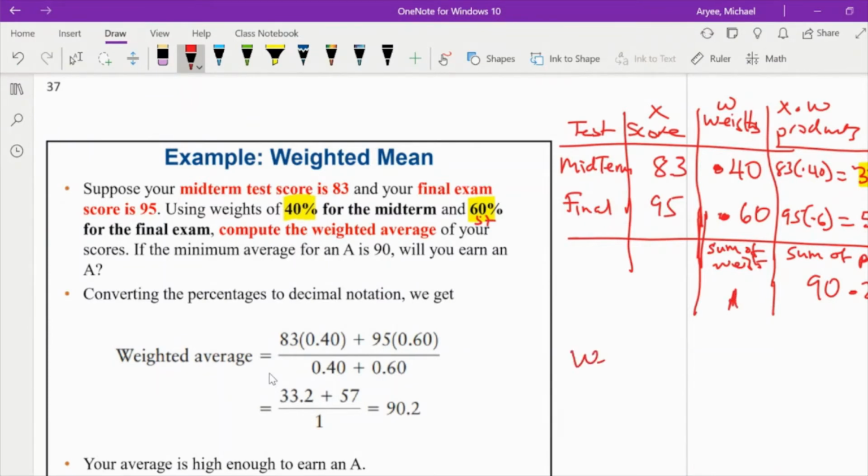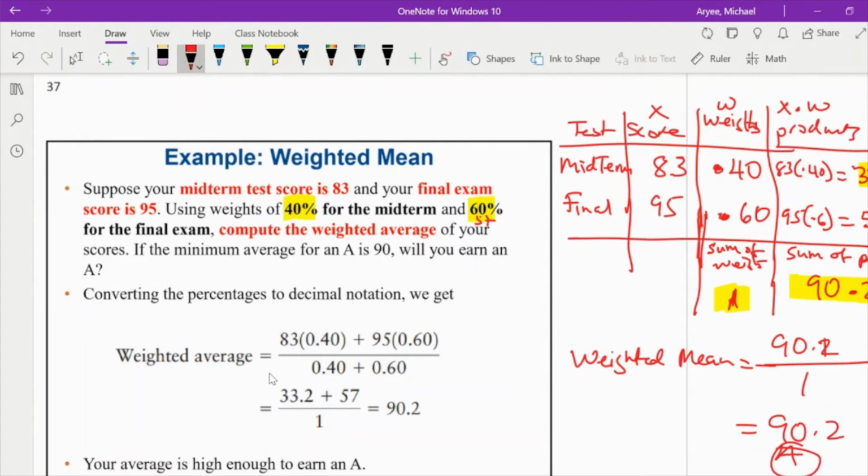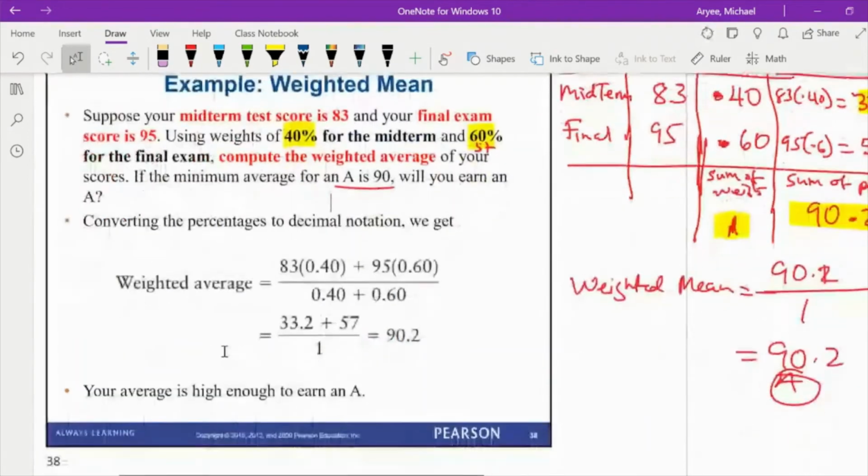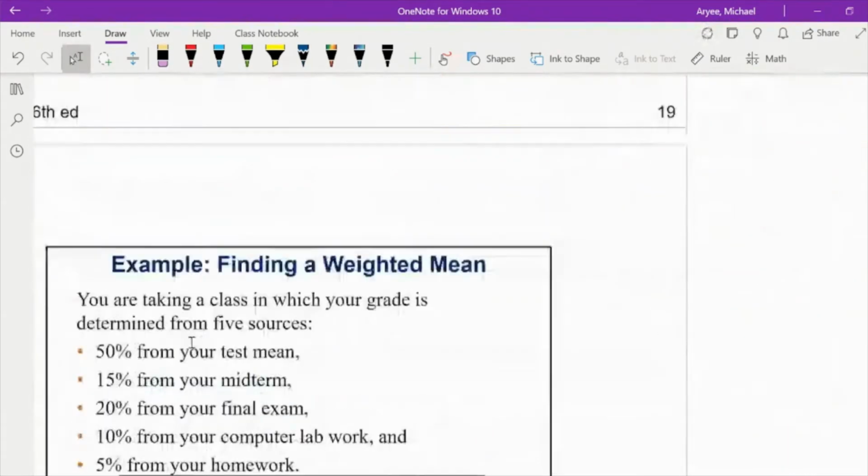And then it says weighted mean. Weighted mean or weighted average is the sum of the products divided by the sum of the weights. All right, the sum of the weights is 1, so that gives us 90.2. Student got A because it said 90 is A. Minimum for 90 is A, so student got A. So that is how to find weighted means.